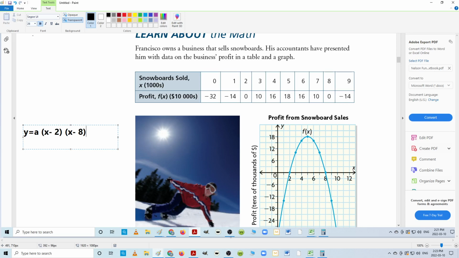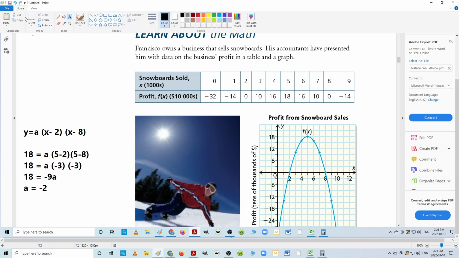Now I can substitute any point other than an x-intercept, so I can even use the vertex here. You usually want to use the easiest point, so I could use any point they show me, but I'm going to use the vertex. So I can see at the vertex y is 18. I don't know a, but I do know x is 5. So I get this, and 5 minus 8. You're going to discover the same answer, by the way. Minus 3, minus 3. 18 is equal to minus 9a. Therefore, a is equal to minus 2.